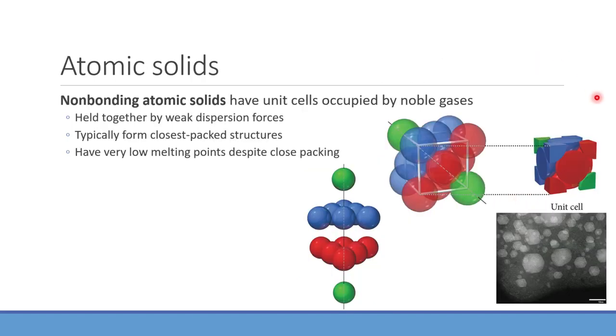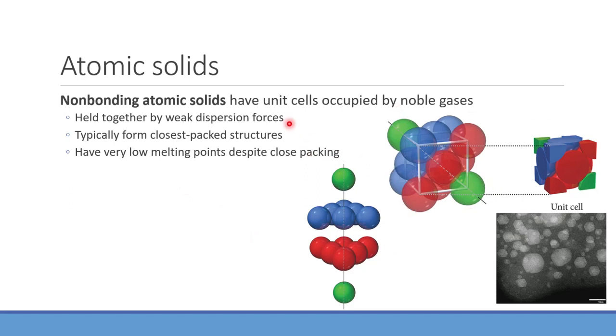For atomic solids, we've got 3 different subsets. For non-bonding atomic solids, these are held together by relatively weak dispersion forces. So we have to maximize these interactions, and that allows these to form very close packed structures. So this would be like a face-centered cubic structure. However, despite this close packing, they have low melting points because this is simply dispersion forces at play.